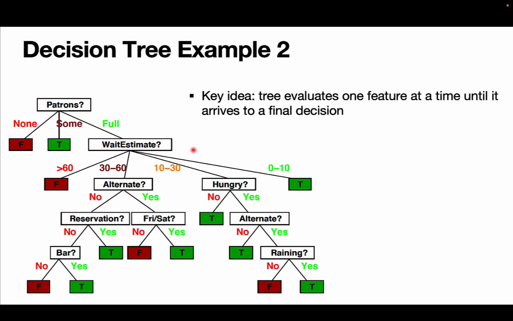Let's take a moment and try to digest the decision tree. The key idea is that the tree evaluates one feature at a time until it arrives at a final decision or a class label. The patrons feature can take three values: none, some, or full. Based on the data, it's going to make its first decision. So if it's none, false; some, true; but full, then we need more information.